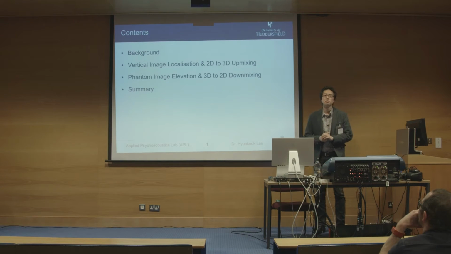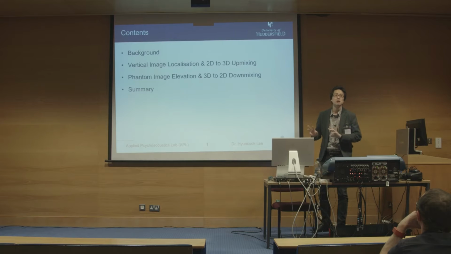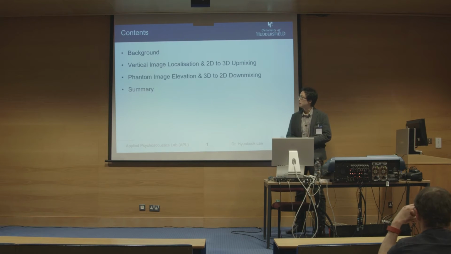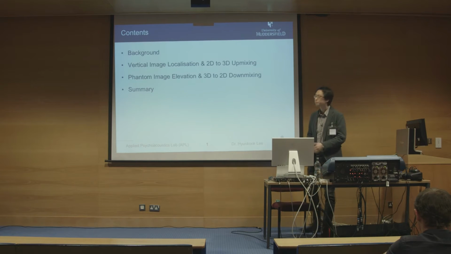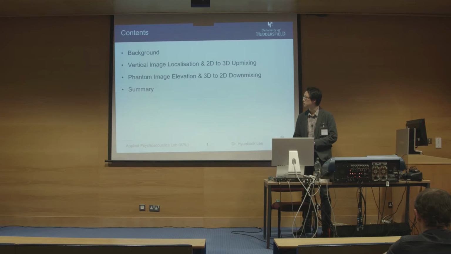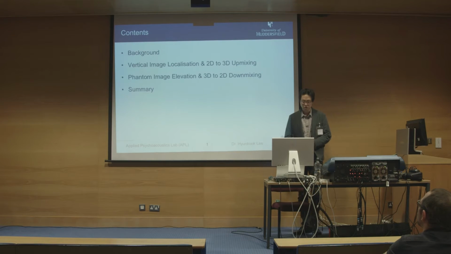I'll give you a brief introduction about how we perceive sounds in 2 dimensions and 3 dimensions, how they are different, and talk about vertical image localization theories, what's been done in the past and what we've done in recent years, and how that research can be related to the development of a new 2D to 3D mixing system. The next thing I'm going to talk about is the phantom image elevation effect, and this can be directly used for 3D to 2D downmix cases, and I'll summarize the talk.